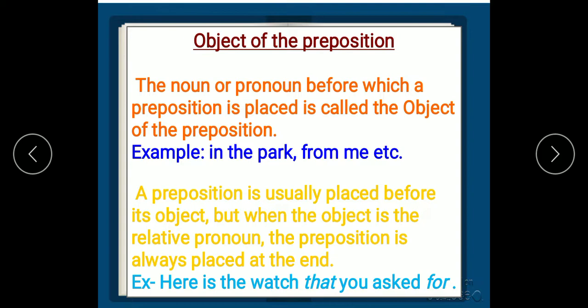So whatever is written here, a preposition is usually placed before its object. We have seen that in all the sentences we got that preposition is used before its object. But in this sentence, we can see that preposition is placed at the end of the sentence because the object is the relative pronoun. Okay.